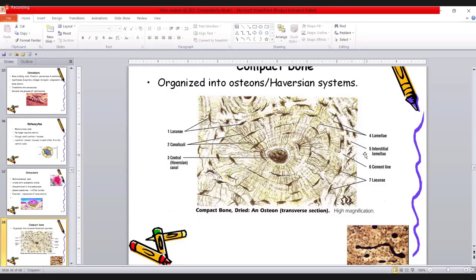This entire arrangement of compact bone is known as what? Haversian system. How do you call this structure? Osteon, right? This is an osteon. So if you get a question asking you to draw the structure of an osteon and describe it, this is what you are supposed to do.